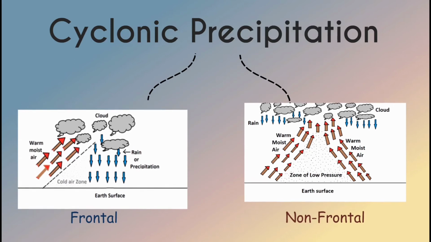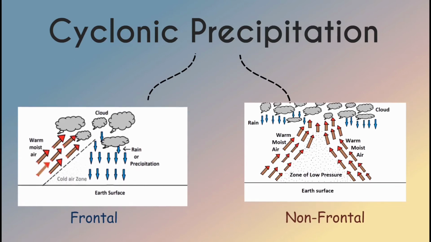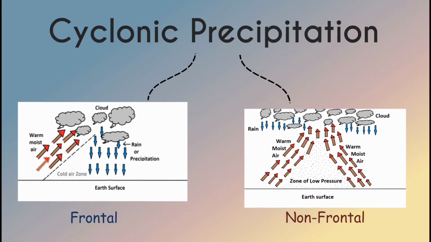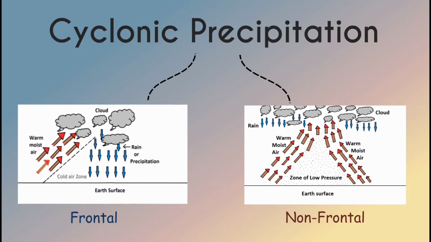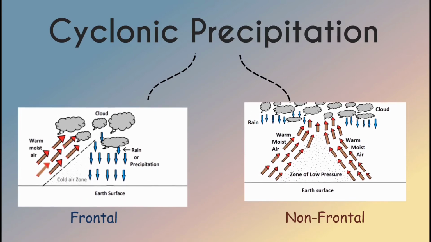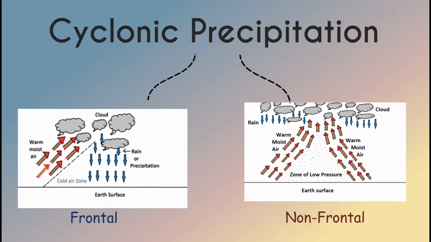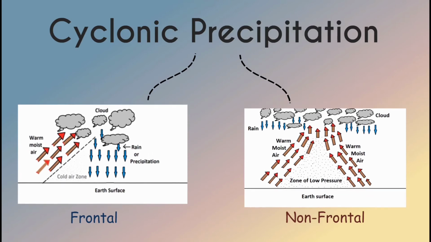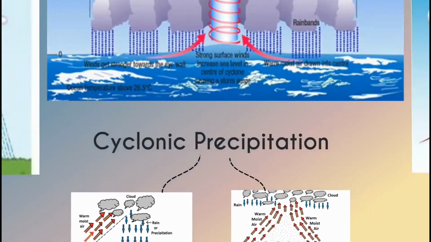Non-frontal precipitation can occur in any kind of barometric depression or barometric low. The lifting of the air is caused by horizontal convergence of air flowing from an area of higher pressure into the low pressure area. On the other hand, frontal precipitation is the result of lifting of lighter warm moist air over more dense cold air. Generally, most storms in the Great Plains states are cyclonic.